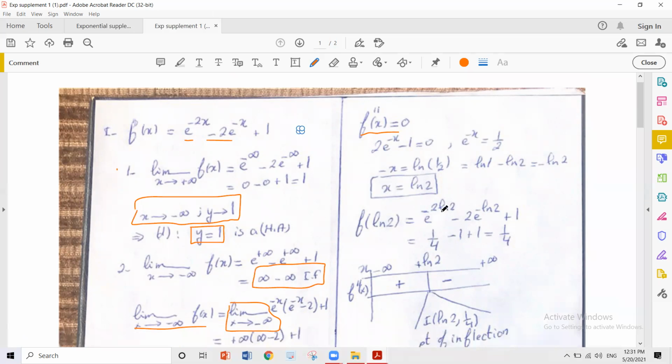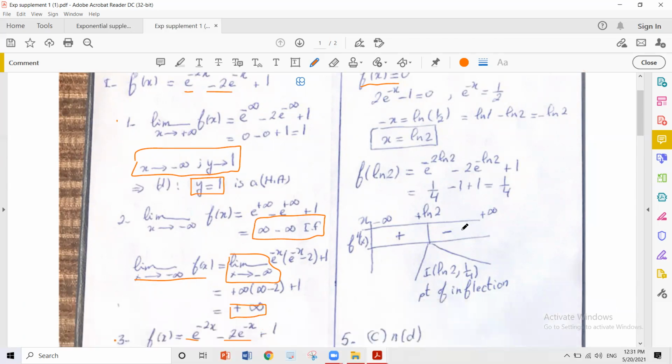F of ln 2 is e to the minus 2 ln 2 minus 2 e to the minus ln 2 plus 1. On the calculator it becomes 1 over 4 minus 1 plus 1, which equals 1 over 4.